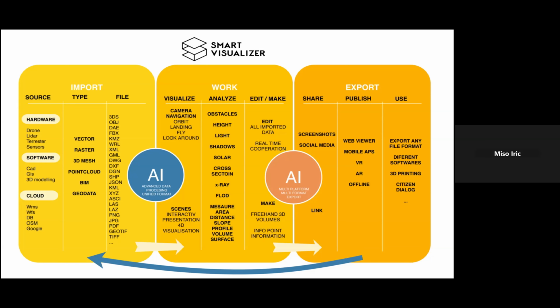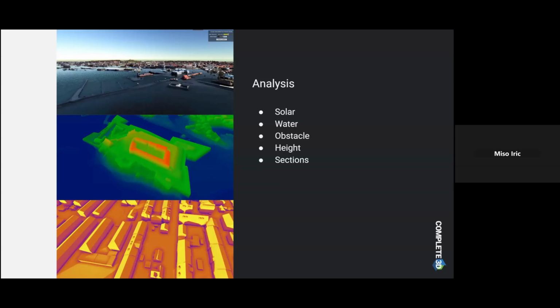It's also possible to publish those projects, an entire city or small projects, for infrastructure, for example, or industry or something like that. It's possible to publish those through the web and then also visualize through mobile apps. And right now we are working on mobile apps that also have support for virtual reality and augmented reality. Here are some of those analysis tools: solar, water, obstacle, height analysis, and different dynamic height analysis and sections.